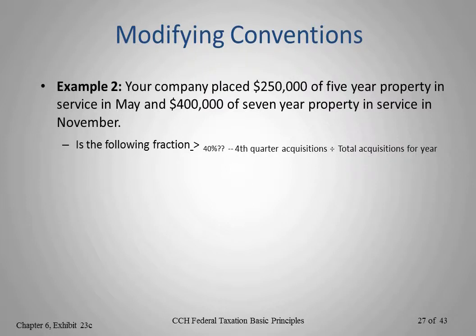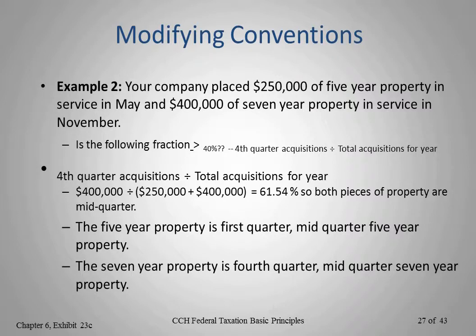All right, here's another example. It's still the same 250 and same 400, but we swap them so that the larger purchase is in the fourth quarter. Remember, our fourth quarter is October, November, and December. So this time it's going to be 400 over the sum of 250 plus 400. And it turns out that that is going to be greater than 40%. So the 5-year property is first quarter, mid-quarter. And what's a little tricky here is the 7-year property is fourth quarter, mid-quarter.